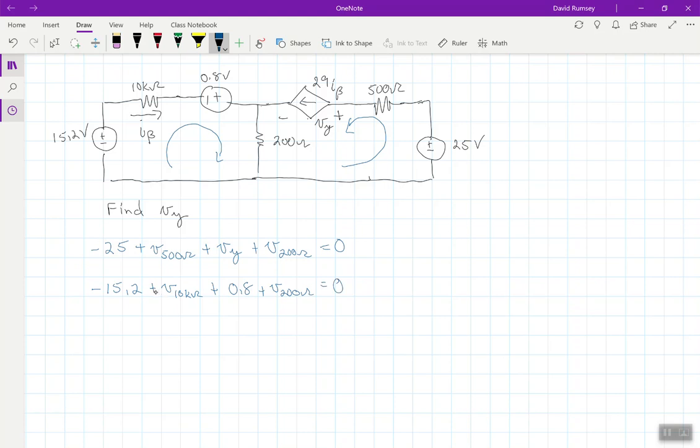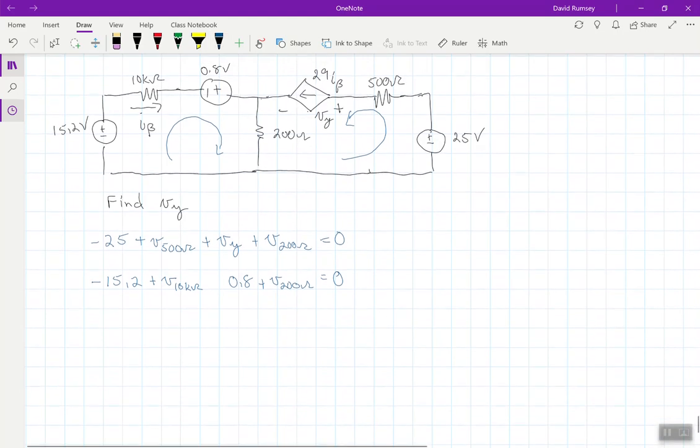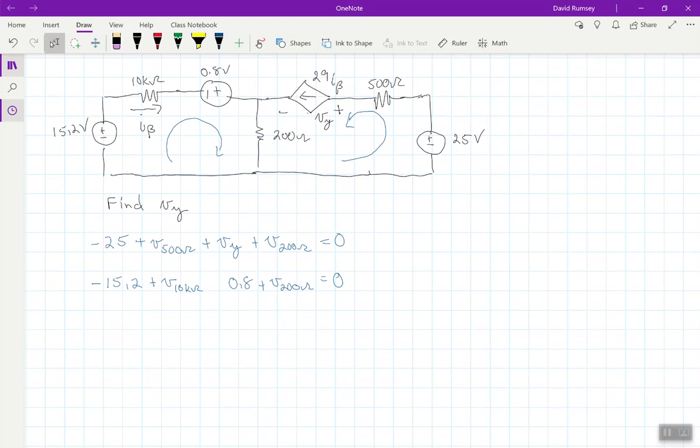Now, this equation, I'm sorry, this shouldn't be a plus. I always joke that if I was in class in a regular lecture hall, you guys would have all caught that. It's a negative here because my arrow is hitting the negative side of the power supply, so that means I'm minus whatever the value is. So I'm minus 0.8 volts. And again, we could simplify this a tiny bit, and I'd wind up with minus 16 plus V of the 10k ohm resistor plus V of the 200 ohm resistor equals 0.